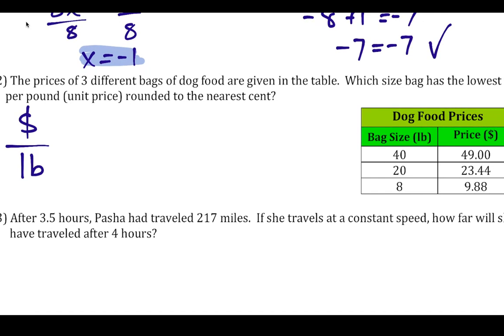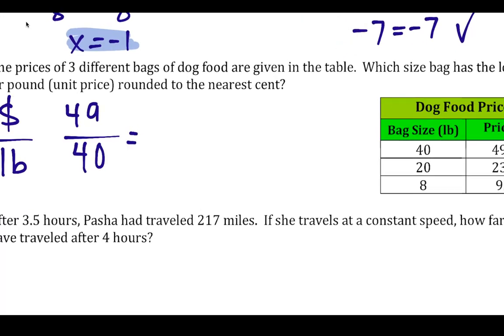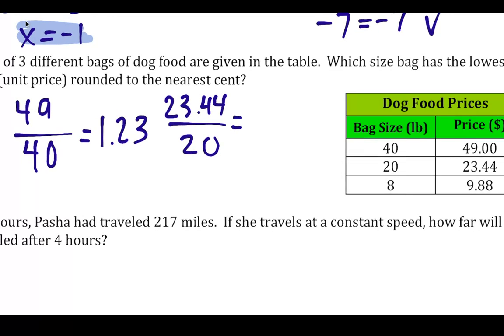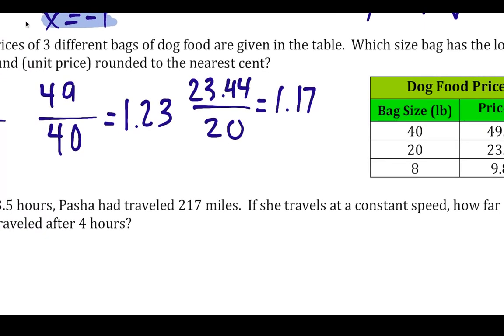So the first one would be 49.00 divided by 40. So 49 divided by 40 comes out to 1.225, which rounds to $1.23. The next one, 23.44 divided by 20. So 23.44 divided by 20. That comes out to 1.172, which rounds to $1.17.